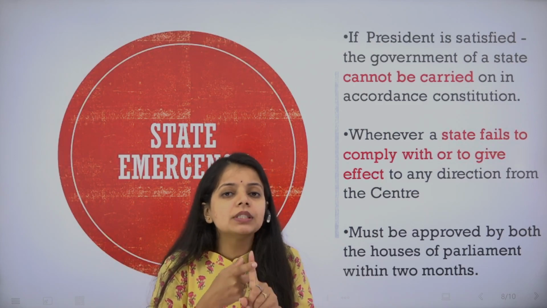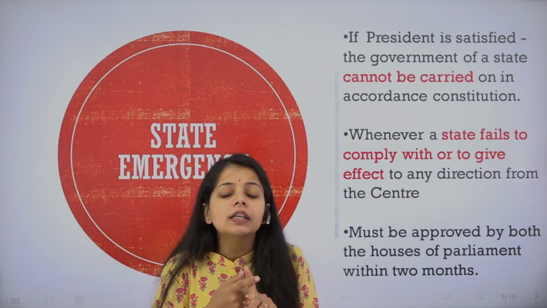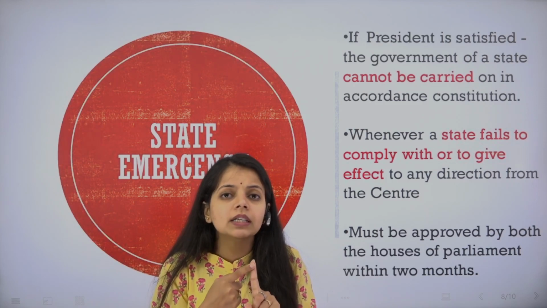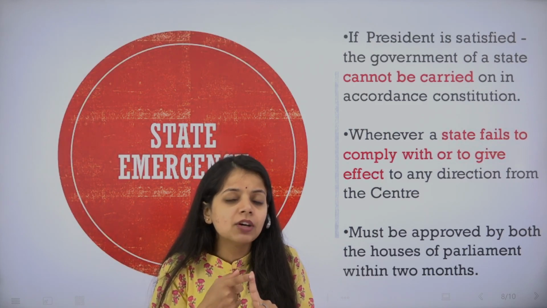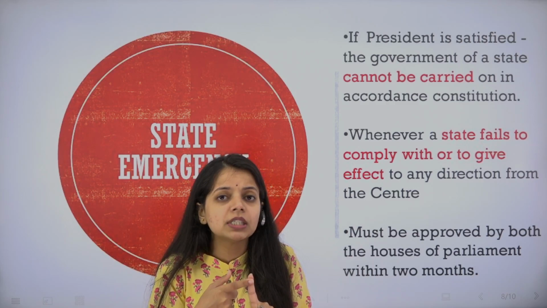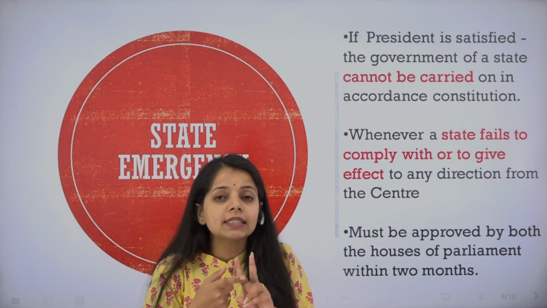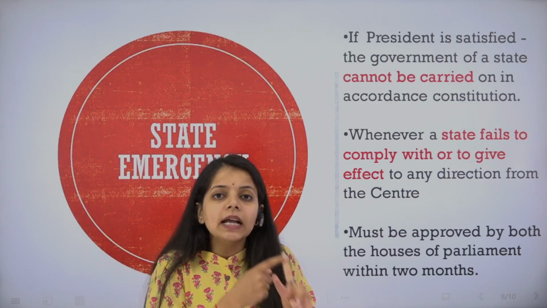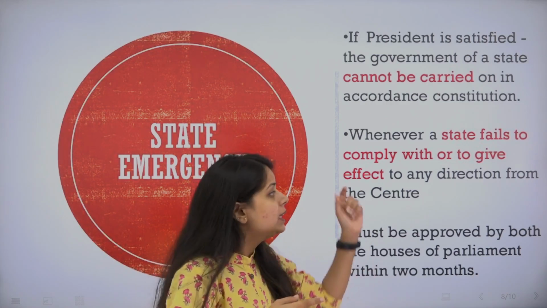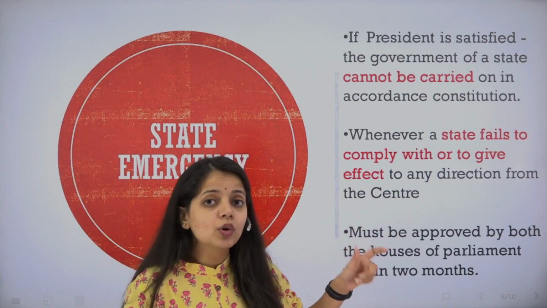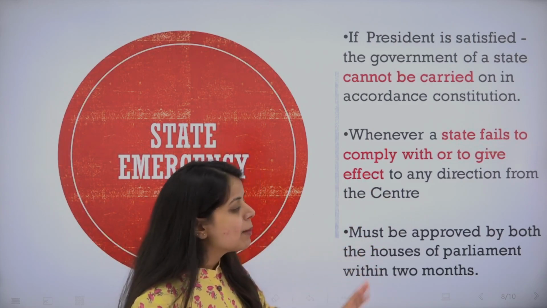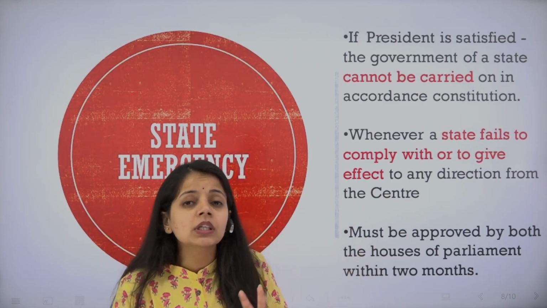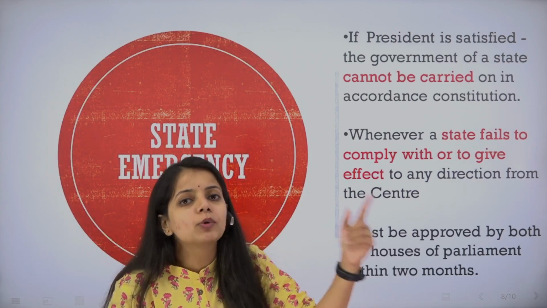One is that the president is of the belief that the state government is not able to run the administration of the state as per the Indian constitution. And the second is when the state does not discharge the directions of the center given to it under the constitution. Then it must be approved by both the houses of the parliament within 2 months from its proclamation.